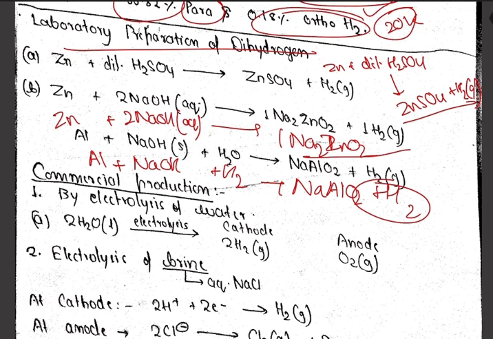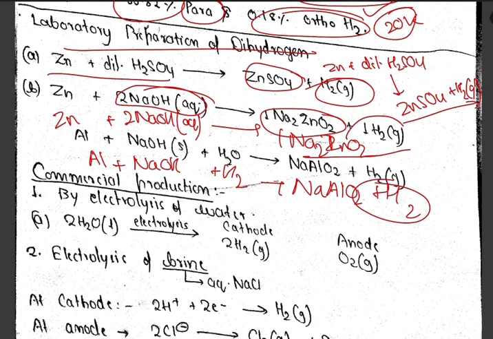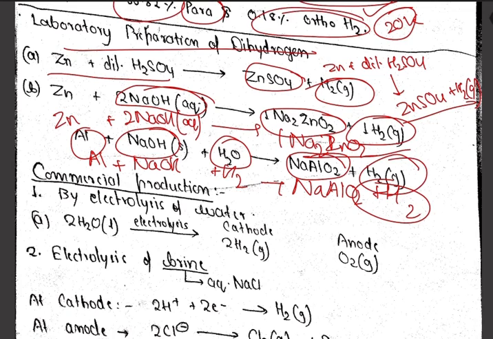We prepare dihydrogen when zinc is treated with dilute H2SO4. Zinc sulfate and dihydrogen are produced. When zinc is treated with 2 mole of NaOH, sodium zincate and dihydrogen are formed. When aluminium is treated with NaOH in the presence of water, sodium aluminate and hydrogen are formed.